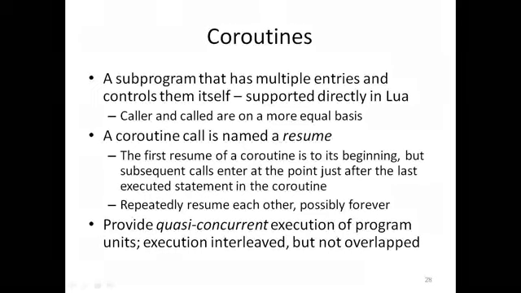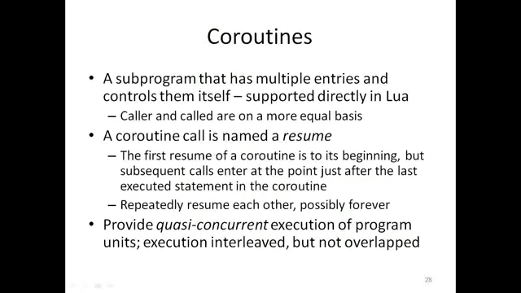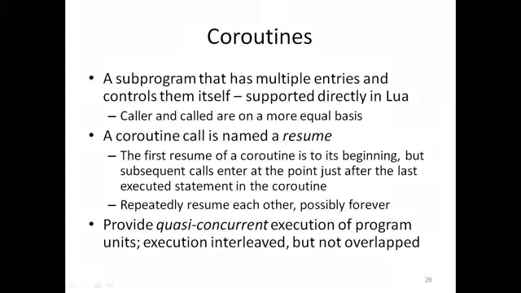A coroutine call is named resume. The first resume of a coroutine is to its beginning, but subsequent calls enter at the point just after the last executed statement in the coroutine. Some other properties of coroutines are: typically, coroutines repeatedly resume each other, possibly forever. Coroutines provide quasi-concurrent execution of program units, the coroutines. Coroutine execution is interleaved, but not overlapped.